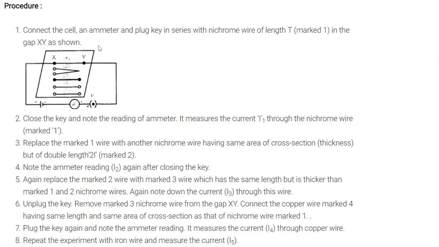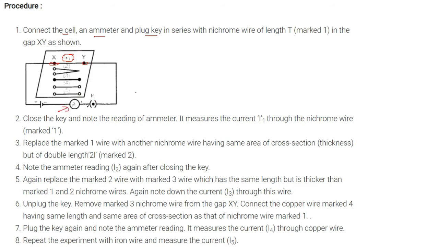So now what we have to do here is, the procedure is, we need to connect this cell, an ammeter, and the plug key in series with nichrome wire of length L. Let us say this is number 1, which is in the gap between X and Y. Now we need to close the key and note the reading of the ammeter.